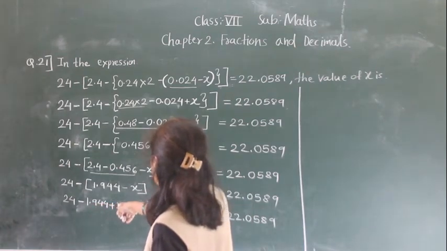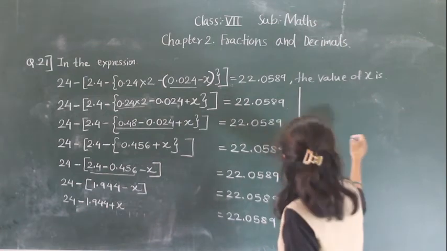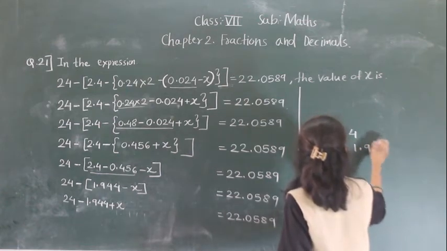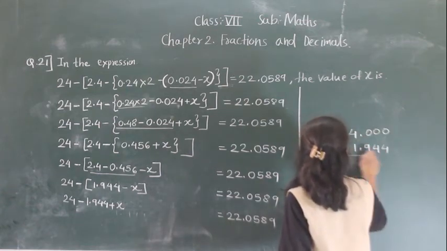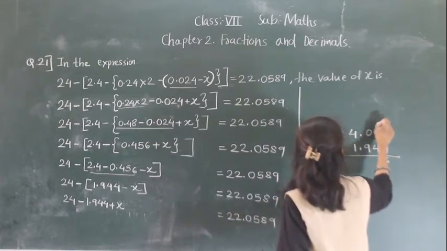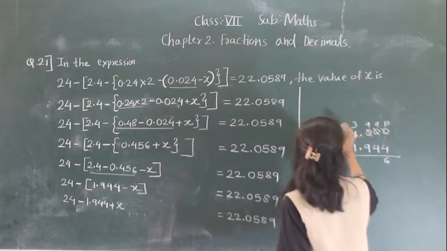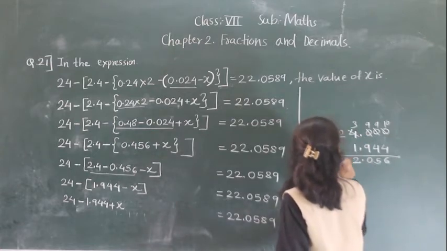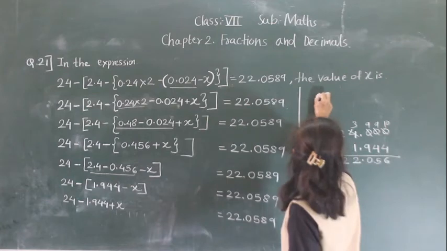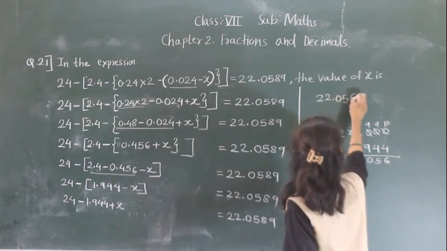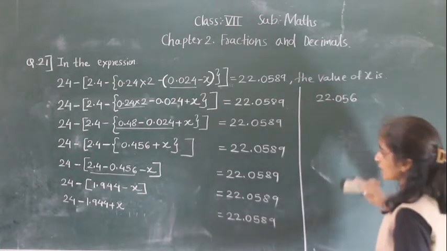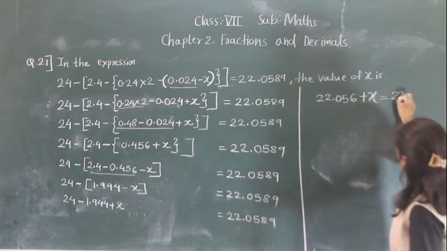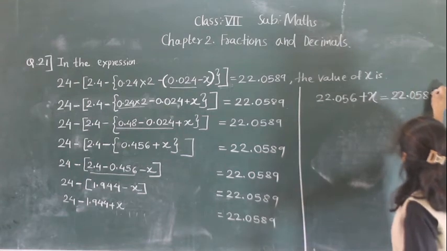Okay. So now what we are going to do is the subtraction. 24 minus 1.944. Now what are we going to do here? 24 minus 1.944. Yes? Again, here we see 3 minus 9, minus 4, 5, 0, 3 minus 1, 2. Here we add 2. So what did we get here? 22.056. Yes? 22.056 plus x is equal to 22.0589. Okay.